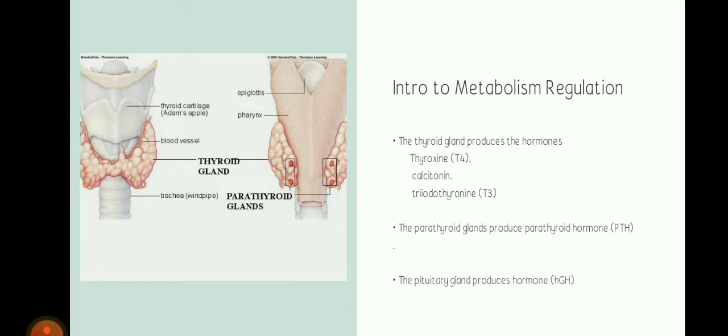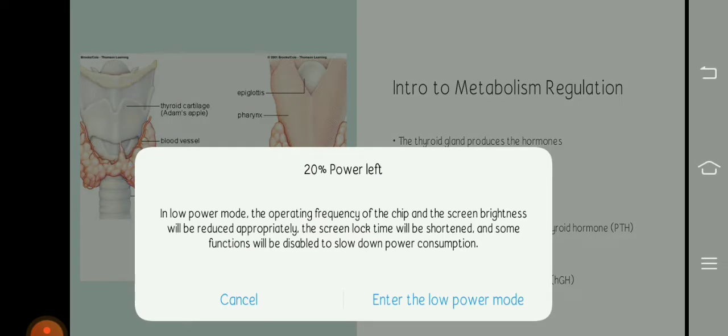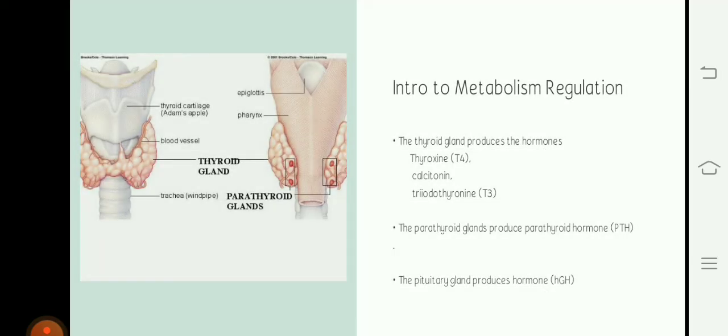Next, the pituitary gland produces hormones such as HGH. In anatomy, the pituitary gland regulates growth, metabolism, and reproduction through the hormones that it produces. The production of these hormones is either stimulated or inhibited by chemical messages sent from the hypothalamus to the pituitary.